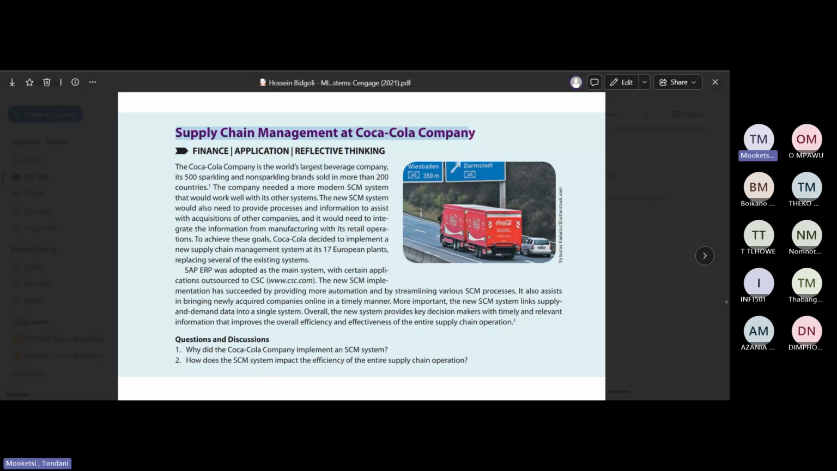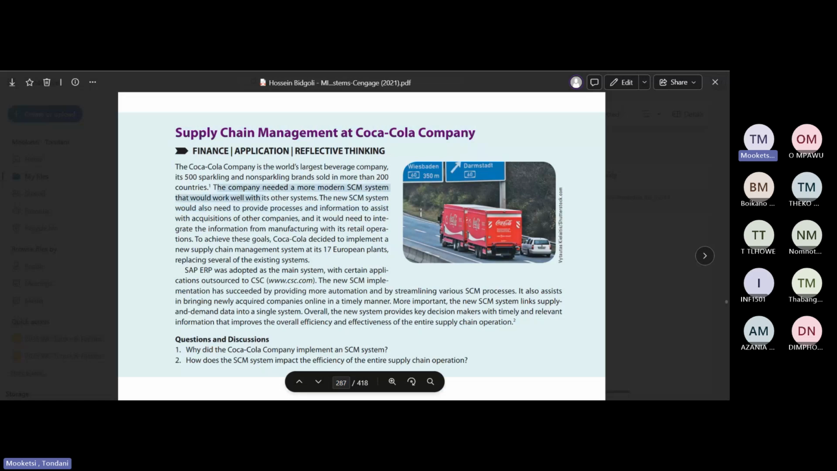Remember we said one of the main components of enterprise systems is integration. That these systems integrate data and processes across different functional areas in the organization, such as finance, sales, manufacturing, etc. So here you can see Coca-Cola wanted this new supply chain management system to work well with other systems.